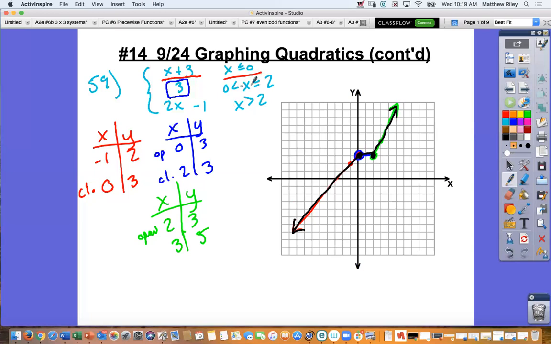So that information tells me which one to use and what the value is. But at 0, it's still going to be 3. At positive 2, it's still going to be 3. All right, so any questions?